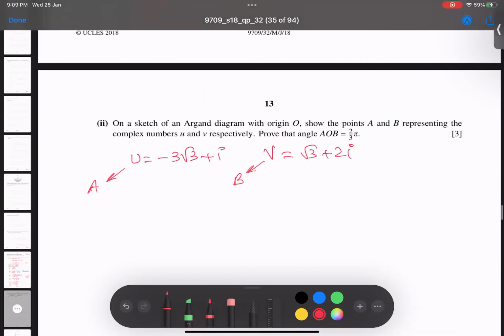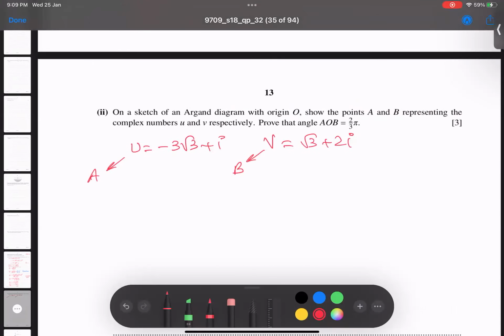All of you know root 3, but we have to check it before I start. Root 3 is 1.7321 or 1.73. And what is 3 root 3? No need to know the exact value, just close to accurate. This is 5.2, we can say, 5.19, so 5.20. I hope you got the idea.